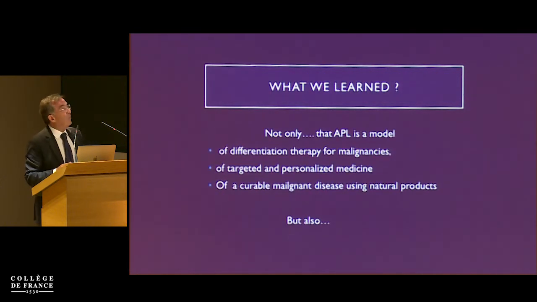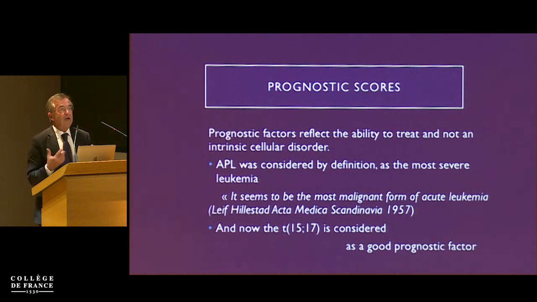So today, what we learned is that APL is not only a model for differentiation therapy, targeted and personalized medicine, or a curable disease using natural products, but it also changed completely, as a clinician, our mentality about what we call prognostic factors. Prognostic factors reflect the ability to treat or not to treat an intrinsic cellular disorder. APL was considered, when I was young, the most severe disease that killed the patient in 8 days. And today it is the most good prognostic factor. If we receive a patient with acute promyelocytic leukemia, we're quite sure that he will be cured in a very simple way with these two drugs.